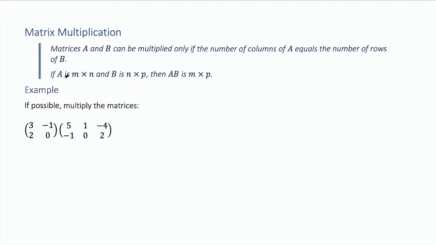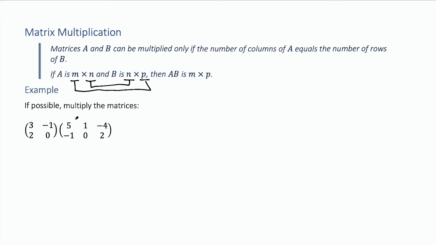In other words, you could have A times B if A is m by n and B is n by p. Notice the n here is the same. So the number of columns in A is equal to the number of rows in B. When those match up, the resulting matrix A times B is actually m by p. So that's how the dimension of matrix products works.